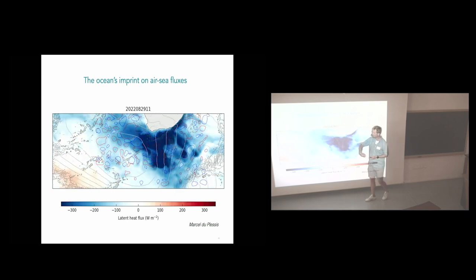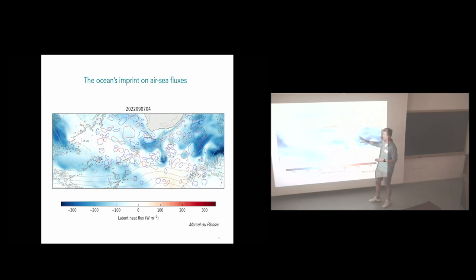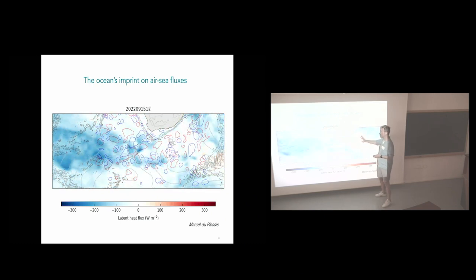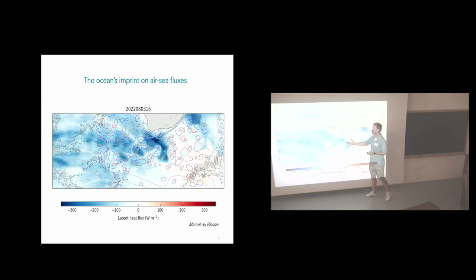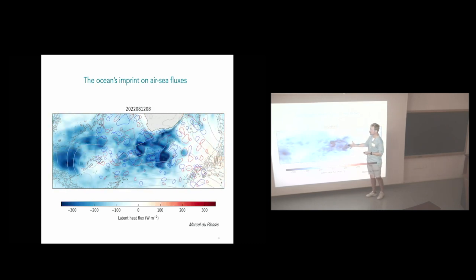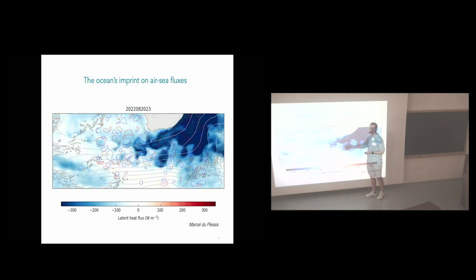And then you throw the storms over it. So these are reanalysis ERA5 storm passages. You see the air pressure contours. And you throw those storms over the strong SST gradients, and what you actually see is the imprint of the ocean into the atmosphere. So this is the heat flux that's lost from the ocean to the atmosphere as a function of the ocean circulation.